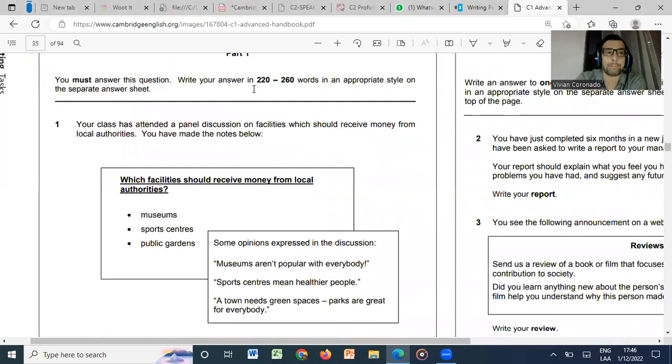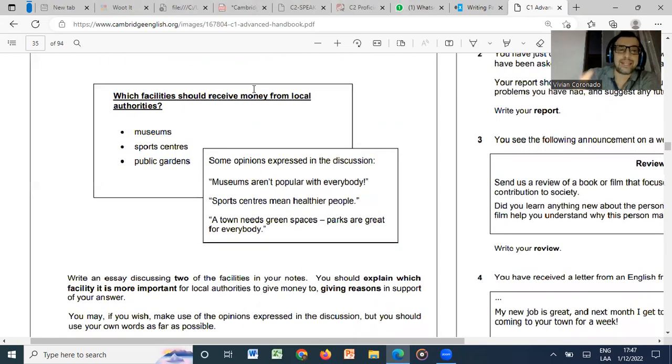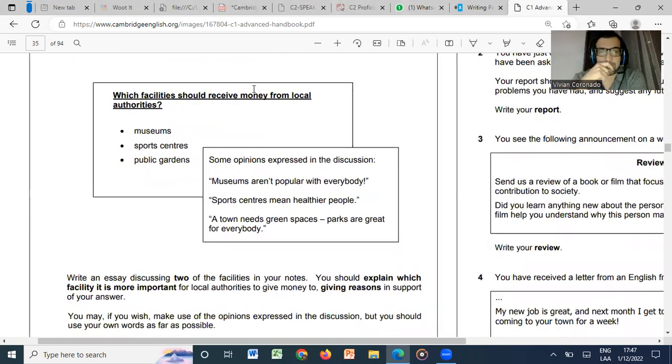In this case, it says, you must answer this question. Write your answer in 220 to 260 words in appropriate style on the separate answer sheet. It says here, your class has attended a panel discussion on facilities which should receive money from local authorities. You have made the notes below. The essay is always going to look like this.